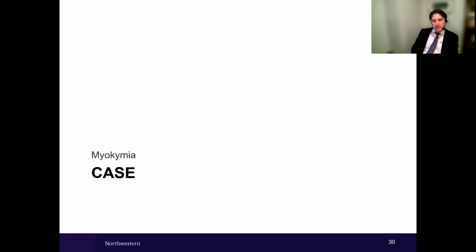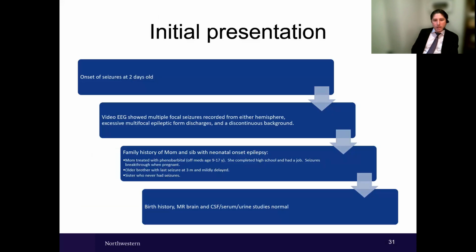So the last case of loss of function is a myokymia case. This is a sort of funny Greek word. It means muscle writhing or muscle movement. This child had onset of seizures at 2 days old. We've heard this before. The video EEG showed multiple focal seizures from either hemisphere. There were multifocal epileptiform discharges and a discontinuous background. That seems consistent, right, with KCNQ2 encephalopathy.